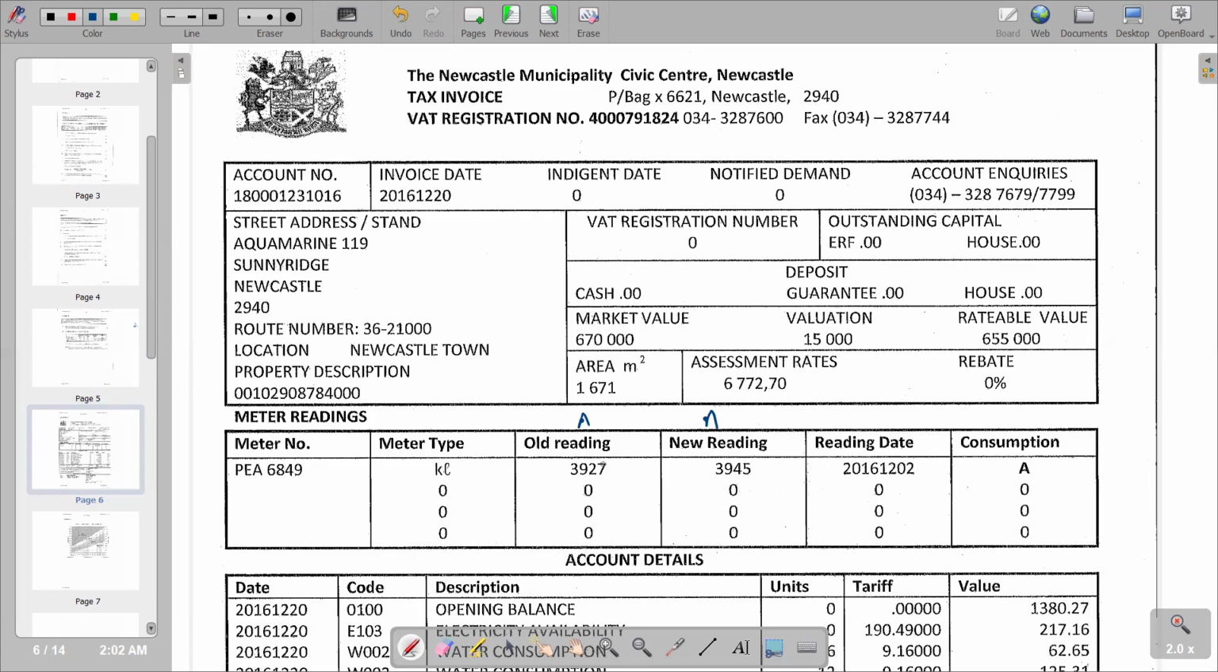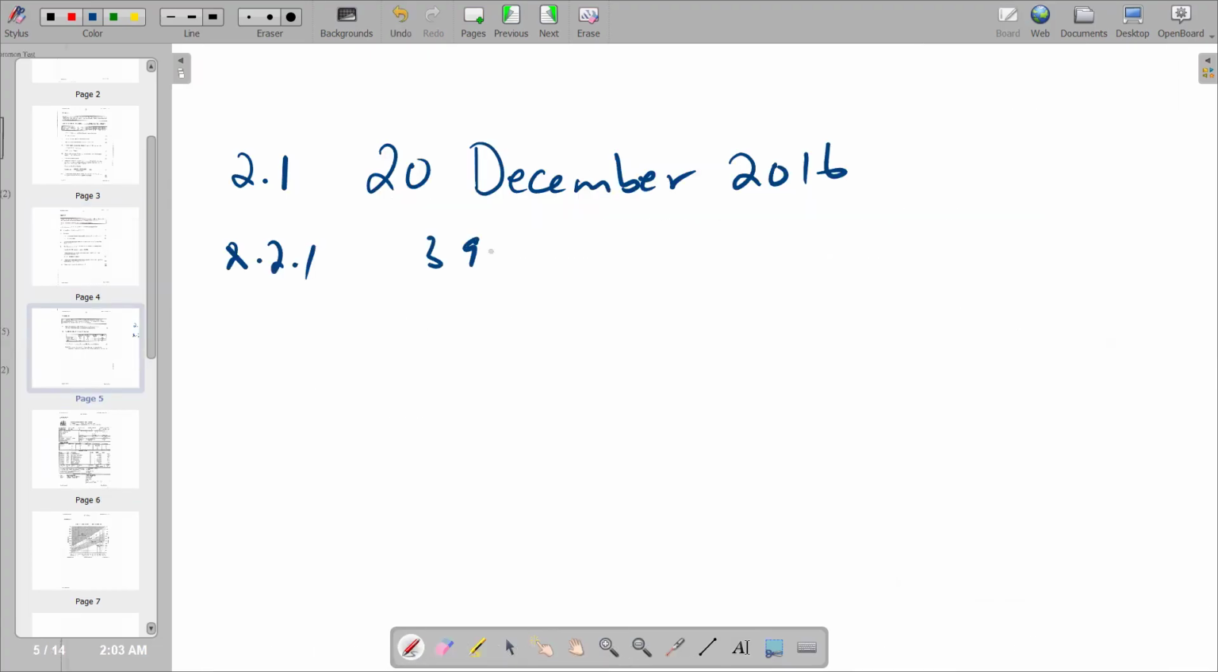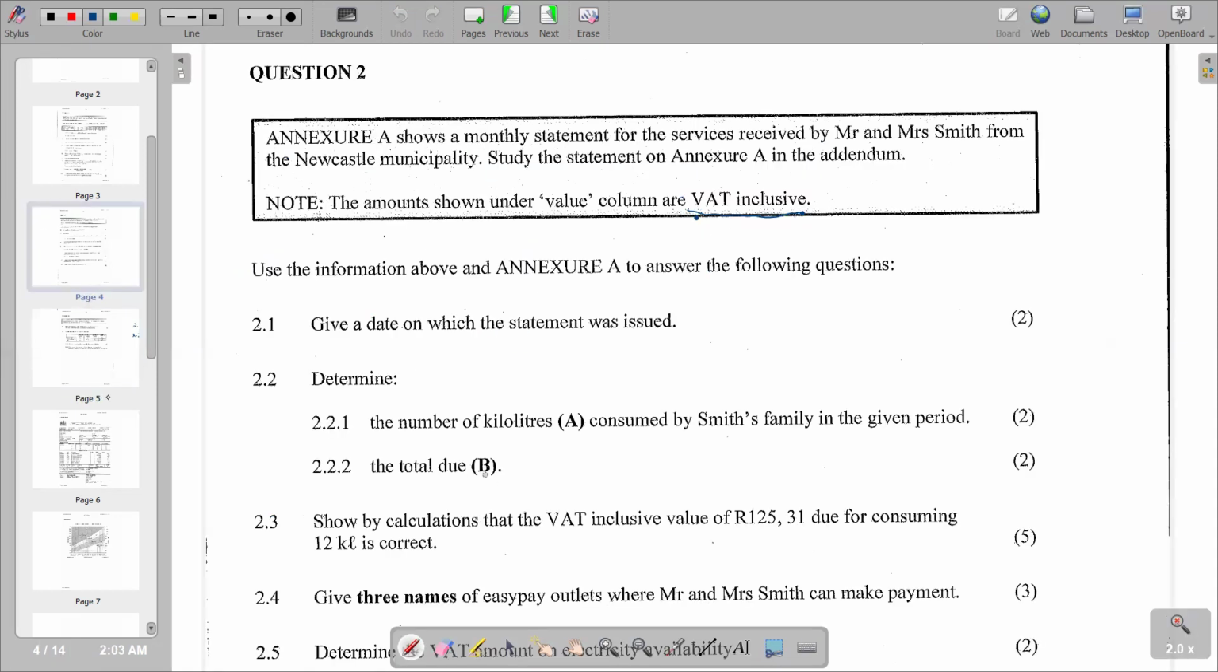Then we can get the number on our other section, 23945, and then we subtract. You see that the final answer that we are going to get is 18. So this becomes the answer, which represents 18 kiloliters.